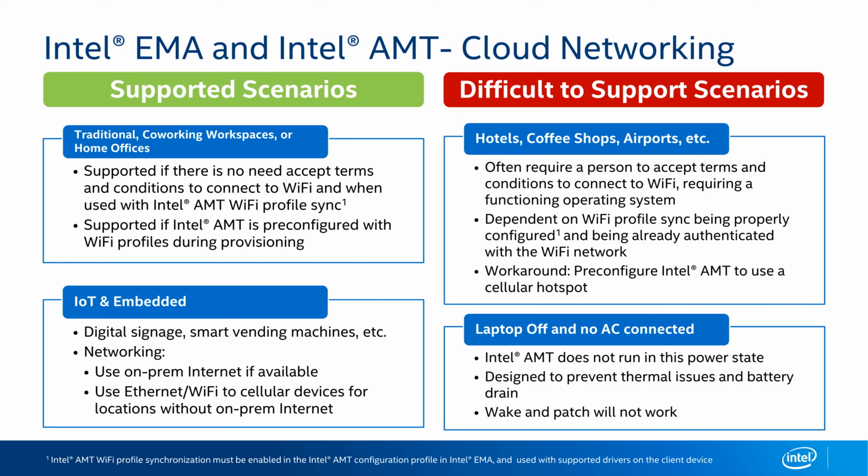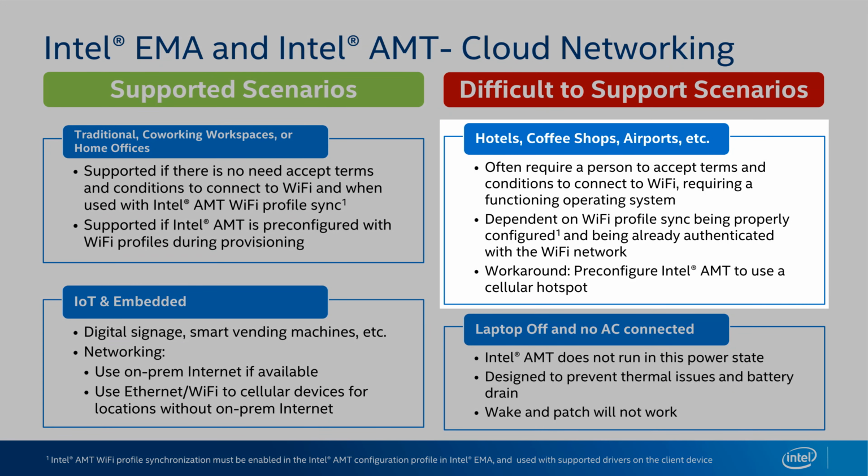Now when we think about difficult to support scenarios, hotels, coffee shops, airports, those kind of environments are typically what come to mind. It's really any place that you have to accept terms and conditions to get onto Wi-Fi or perhaps even supply a credit card to pay. Now, if you've had a chance to synchronize a Wi-Fi profile, you may be able to get AMT onto these networks. However, if you think about a use case like this, where somebody's traveling and has a problem with their computer while sitting on an airplane, where they get off the plane and think, I'll use the airport Wi-Fi to allow IT to fix the problem. If you've got no way to open up a web browser and authenticate and accept those terms and conditions, AMT won't be able to get on.